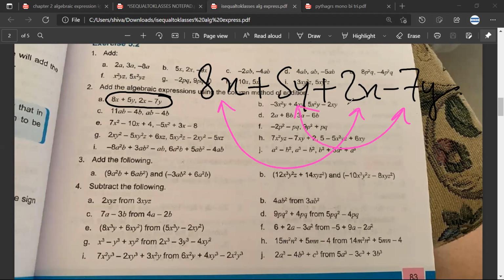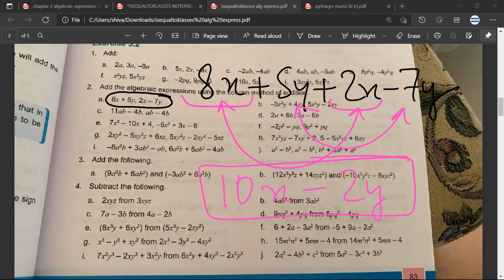Mr. Satya, did you understand? Mr. Sarthak, any doubt? No, sir. So I can only add the like terms. So 8x plus 2x would be 10x, and 5y minus 7y would be minus 2y. Brother, I don't understand, I have a lot of doubts. Mr. Satya, yes, sir. Doubts?